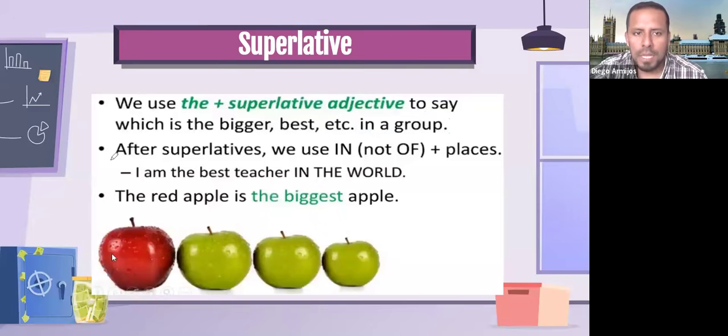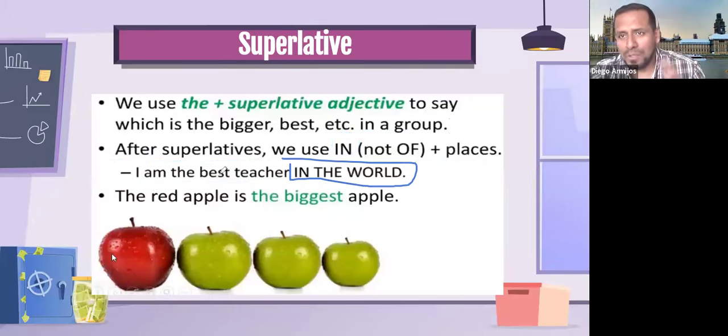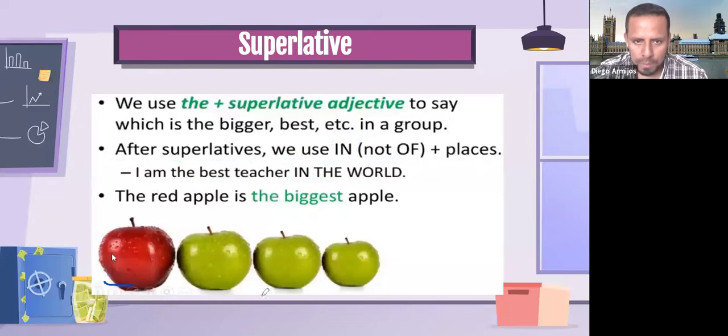Okay? It says, after superlatives, we use in and not of plus places. For example, I am the best teacher in the world. I hope so. I am the best teacher in the world. Another one here. We have some apples here. It says the red apple is the biggest apple. As you can see, these are some sentences according to the context here.